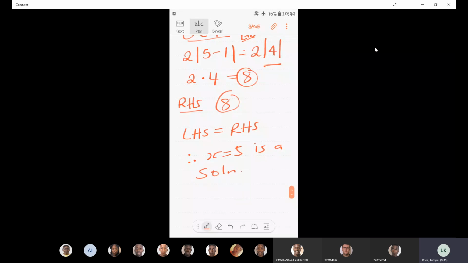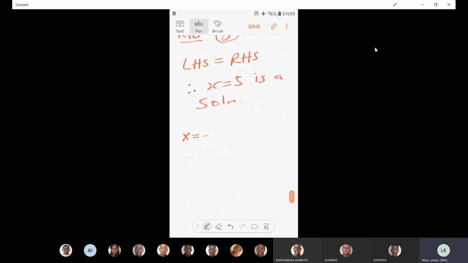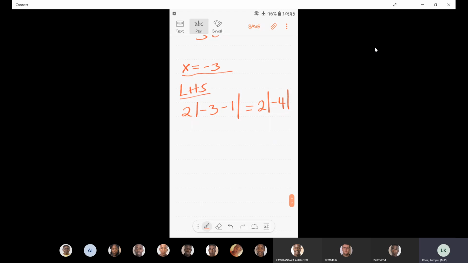That's it. Then I have to check the other one, which was x is equal to minus 3. I substituted on the left hand side. I have 2 times the absolute value of minus 3 minus 1. This is 2 times the absolute value of minus 4. So when the number is next to absolute value signs like that, it means it's multiplying. Okay, and this is just 2 times 4 because absolute value of negative 4 is 4 because negative 4 is 4 units away from 0, except it's just on the left hand side of 0.